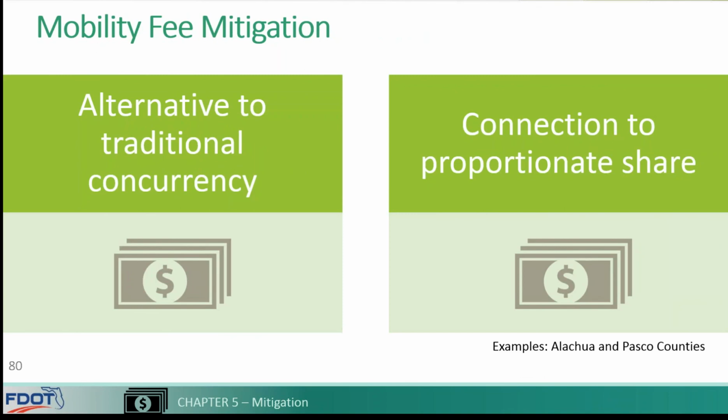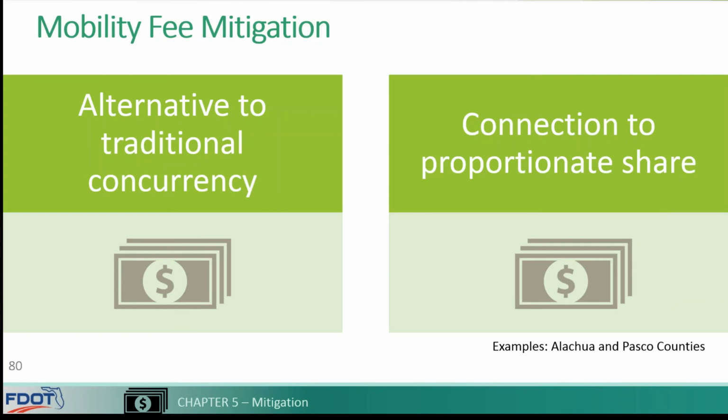For those municipalities considering an alternative to transportation concurrency, there are other options out there. One of them, mobility fees. It's been in statute for a little while, and those are alternatives. And the idea being that rather than just have an impact fee that finances roadway construction, you can use a mobility fee to finance.